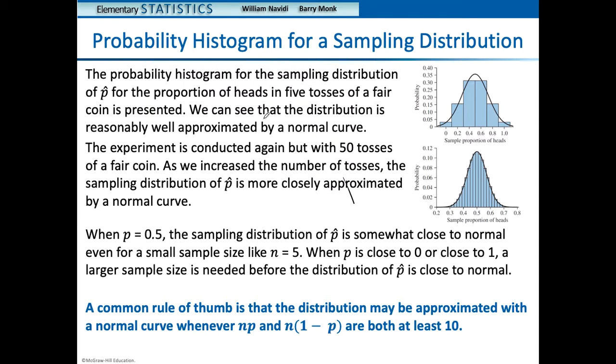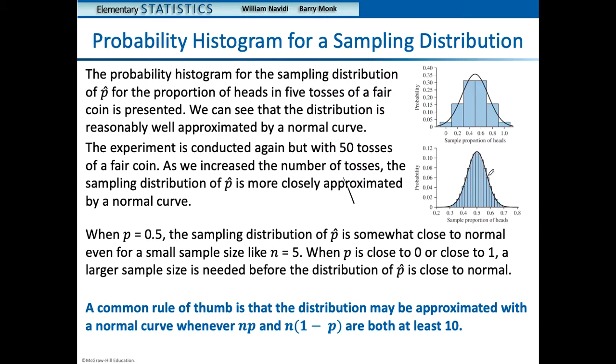This is what the histogram would look like right here. Okay, and that one's even more, even a better approximation of a normal distribution than with 5 tosses, right? So basically, the trend here is that as we increase the number of coin tosses, the sampling distribution of p hat looks more and more like a normal curve.